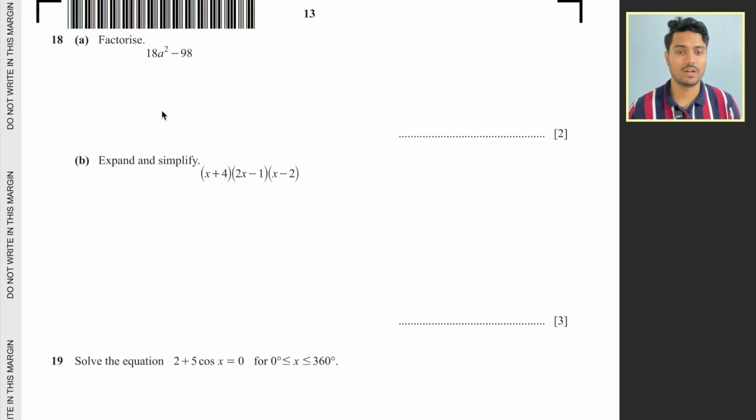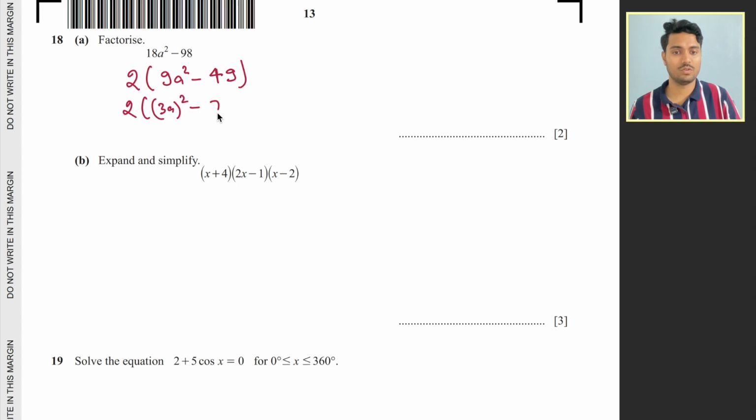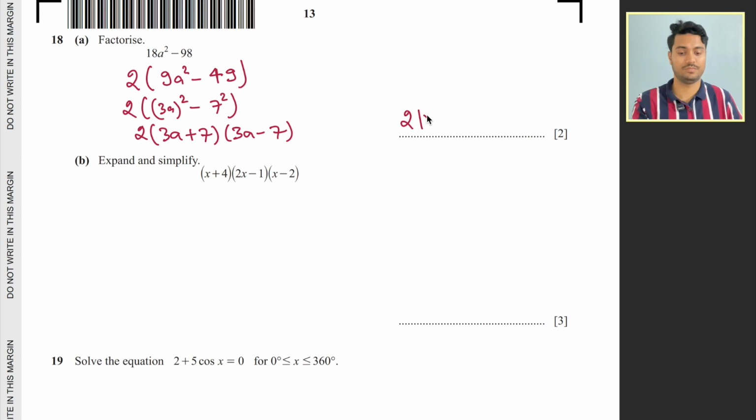Question number 18. It says factorize 18a square minus 98. So this is the case of difference of squares. So we have a square here. How can we make it a perfect square number? If I take 2 common, I can write 9a square minus 49, and that's how we got two perfect square numbers, 9 and 49. So we can write it as 2 times (3a) the whole square minus 7 the whole square. That's how this can be written as 2 times (3a plus 7) and (3a minus 7). That's the answer. So 2 times (3a plus 7) and (3a minus 7).